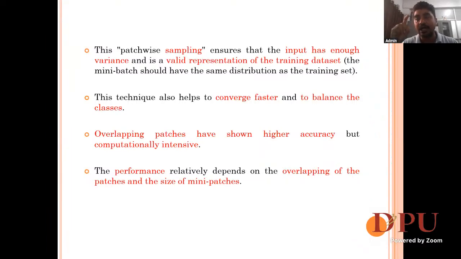So overall, what will be the patch length? What will be the patch size, the sample size, that needs to be identified correctly. It should be determined based on the size of the image.